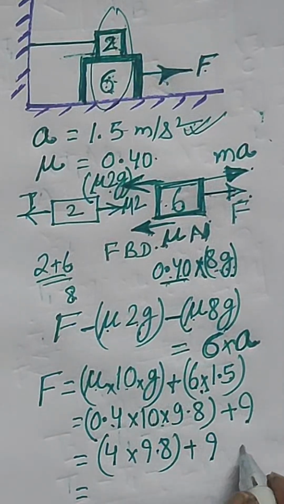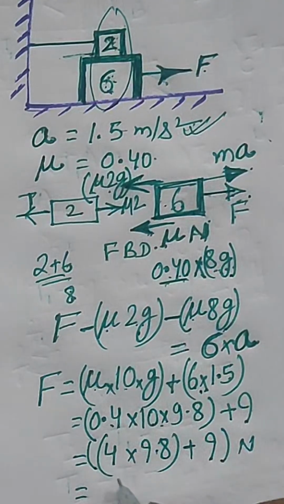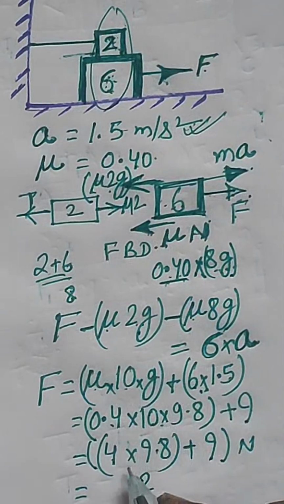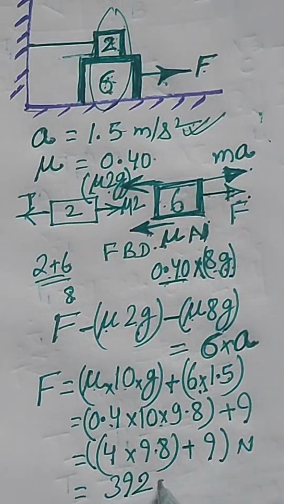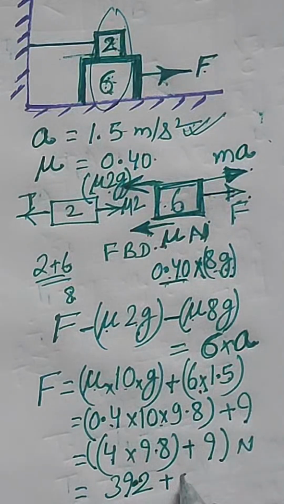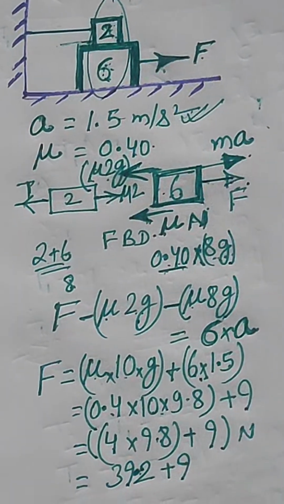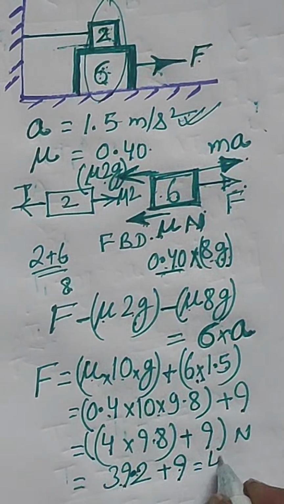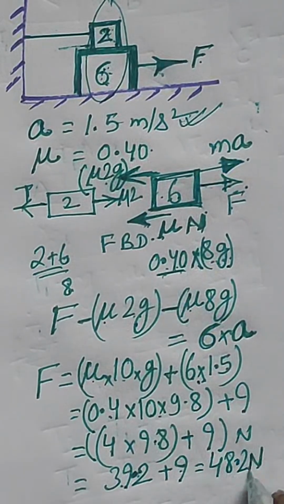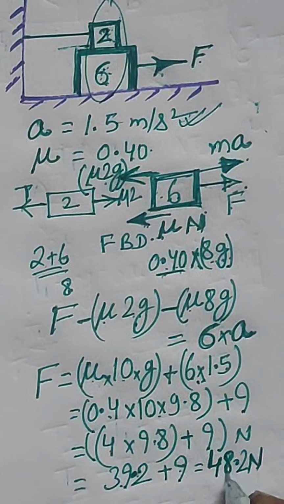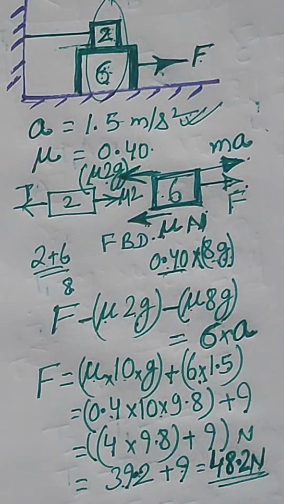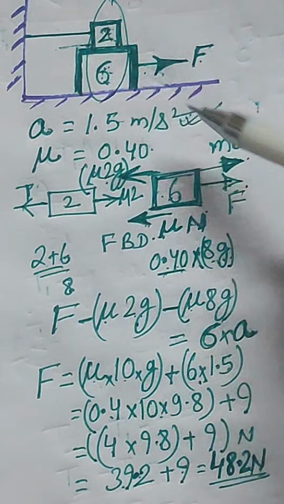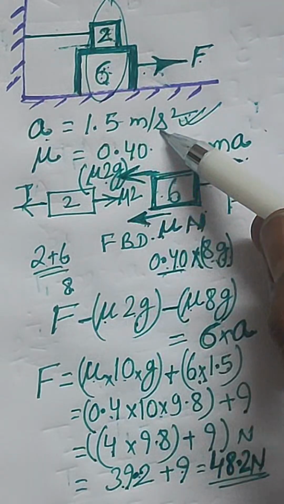All this unit is in Newton because this is force. 4 into 9.8: 4 into 8 is 32, so that is 39.2, plus 9. So this will give you 39 plus 9, that is 48, so 48.2 Newton of force needs to be applied on the 6 kg block. This much force needs to be applied onto the 6 kg block, then only this block will be moving with an acceleration of 1.5 meter per second square.